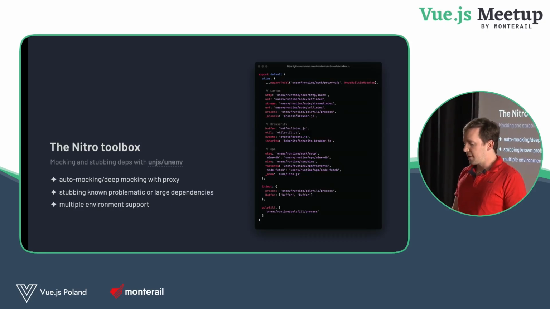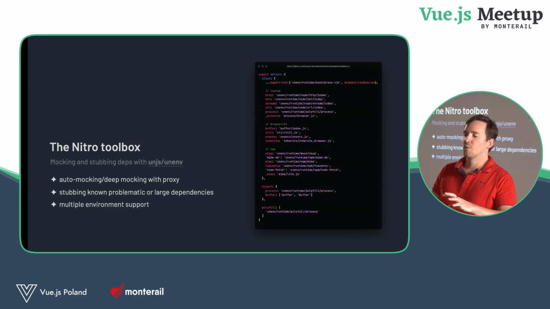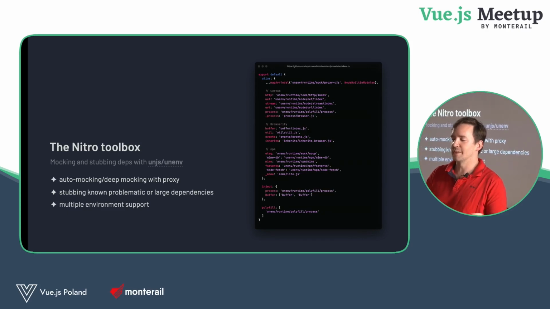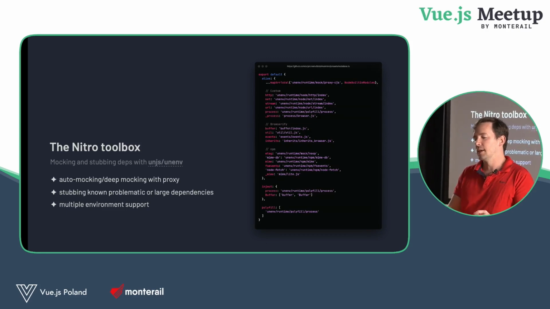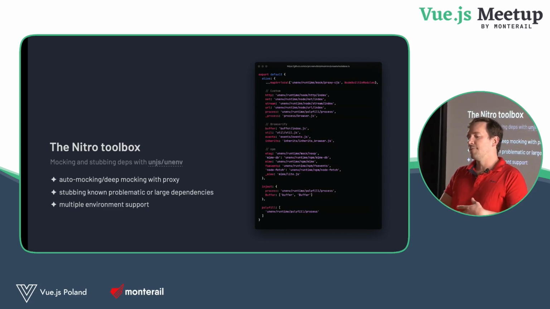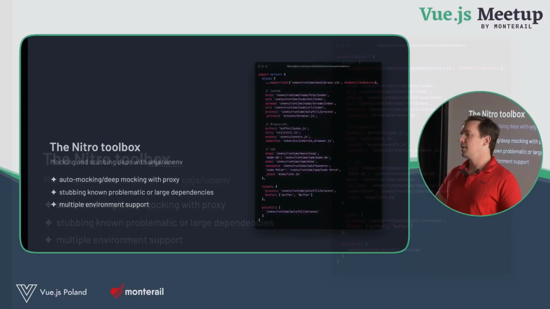So with Nitro, we use a tool called unenv. These are all things we've built as part of the project and released in open source separately, just to be clear. unenv is a tool for making the environment-specific dependencies of a project work in other environments. It's a collection of shims and mocks and stubs and re-implementations and all kinds of things for different environments.